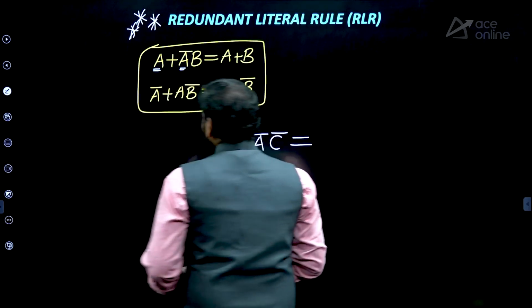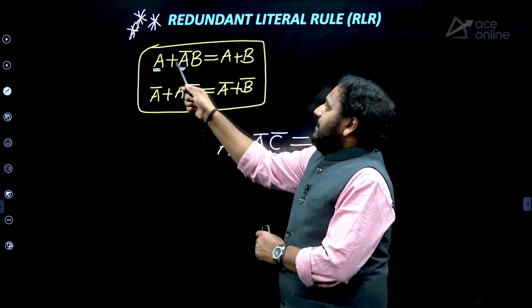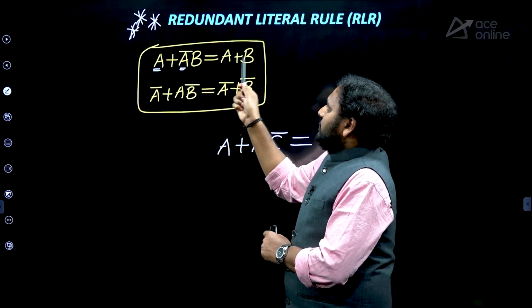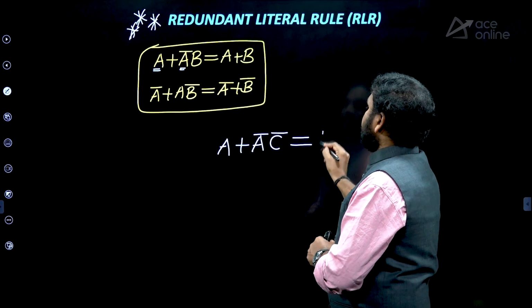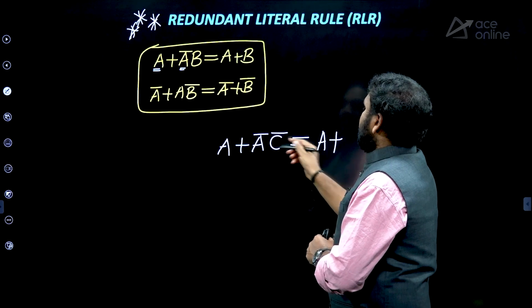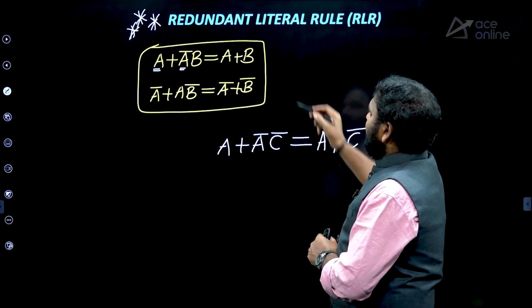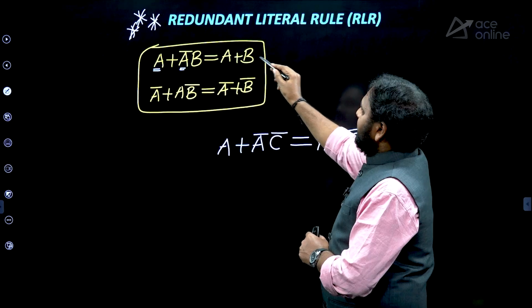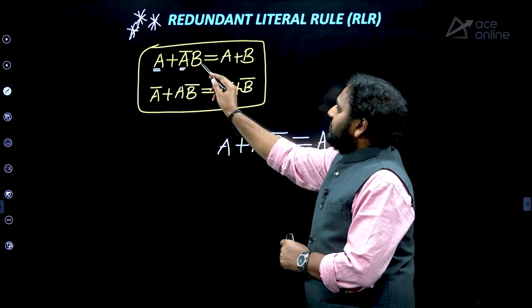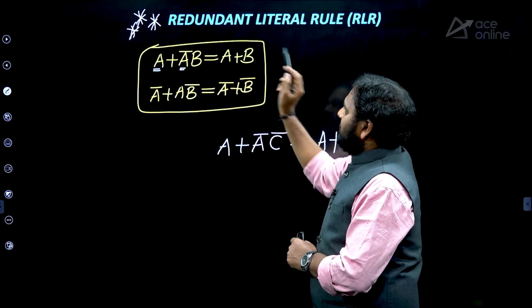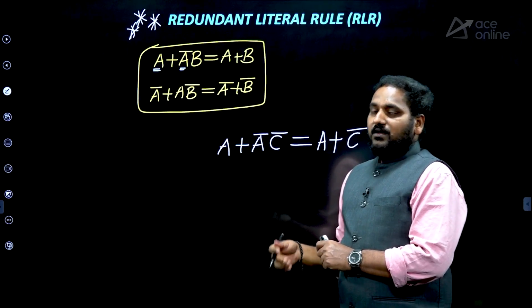You read it like a pro. A plus A bar into something is equal to A plus something. So it is A plus that something, C bar. In place of B, it may even be an expression also. You write A plus A bar into something is equal to A plus whatever that something may be, maybe B or B bar or C bar.